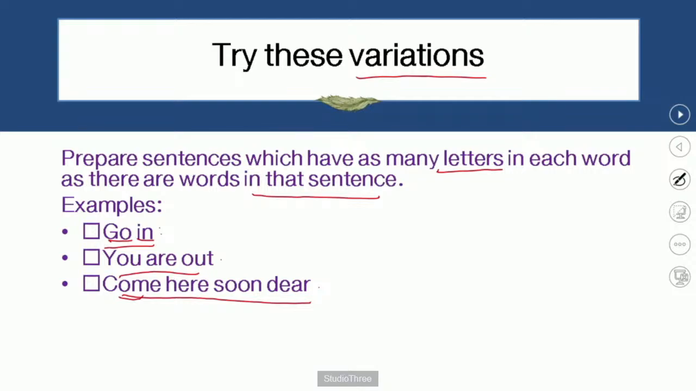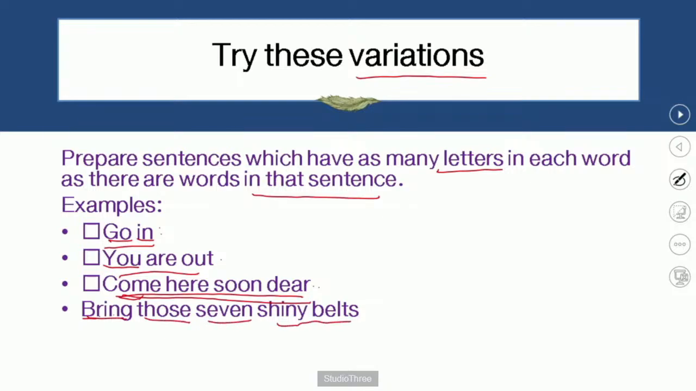Then now 3 letters, 3 words. Means in this, "You are out," there are 3 letters in each word. In these sentences, 3 letters, 3 words. Now "Come here soon dear." In this sentence, each word has 4 letters, and it becomes a meaningful sentence by using 4 letters, 4 words. Very interesting. Now this is 5 letters, 5 words. Means 1, 2, 3, 4 and 5, these are 5 letters. "Bring those seven shiny belts." These 5 words, each word has 5 letters. Means very interesting thing.